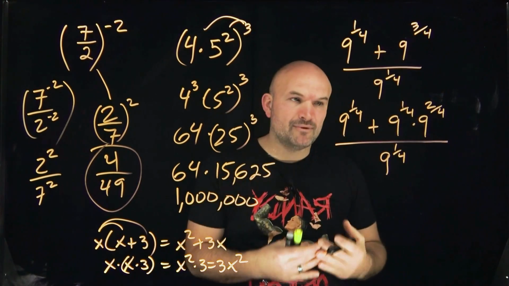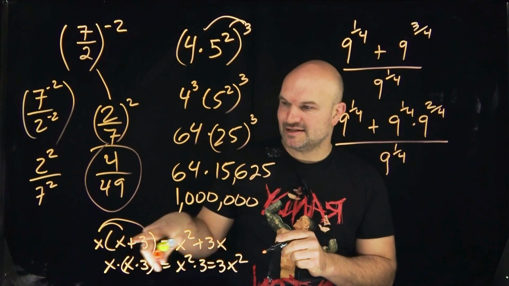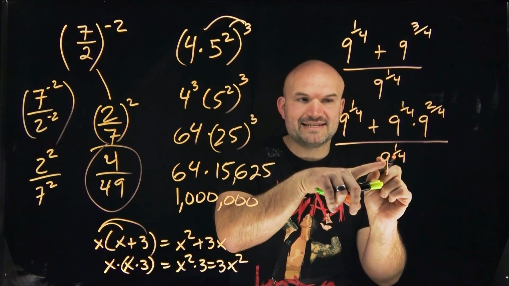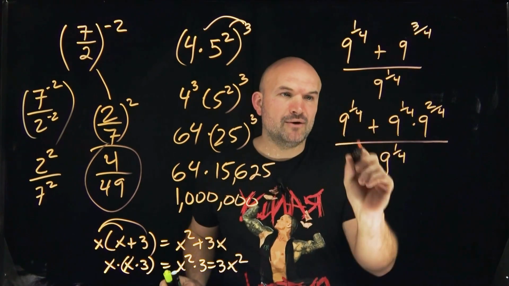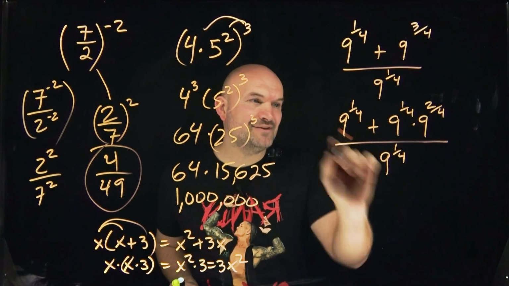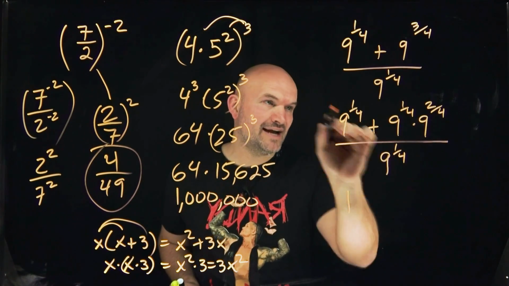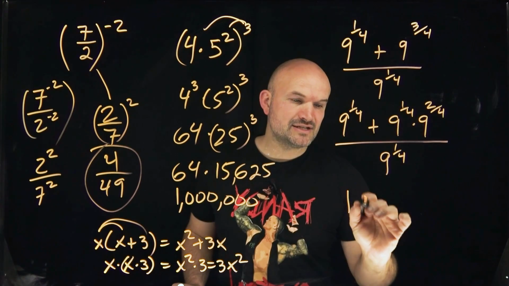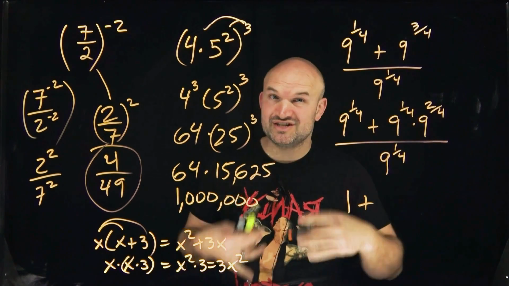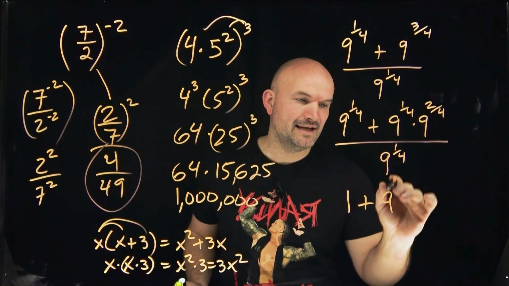However, now what I want you to understand is, just like we had the distributive property over here, I can divide this 9^(1/4) into both of these terms. So now my 9^(1/4) will divide out over here, and over here these 9^(1/4) will divide out. And that's just going to leave me with 9^(2/4), which simplified is really 9^(1/2).